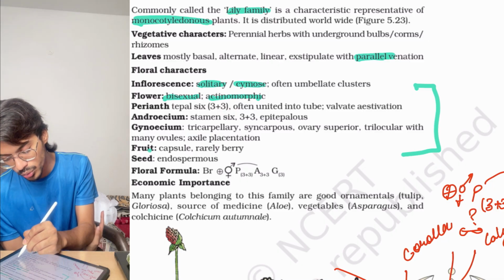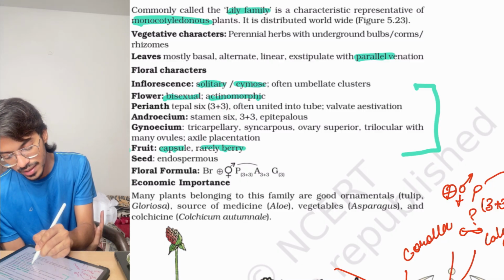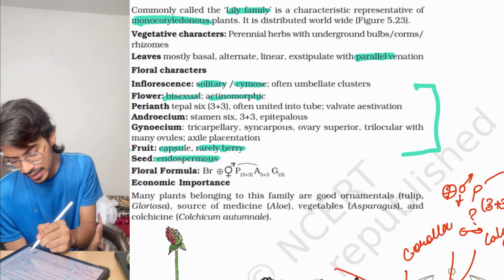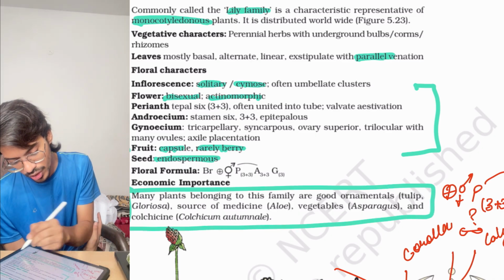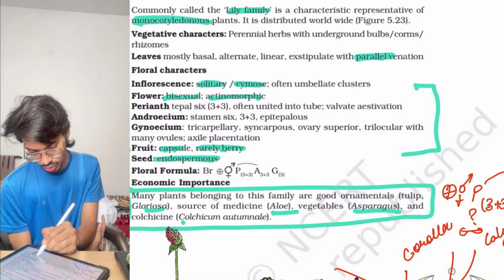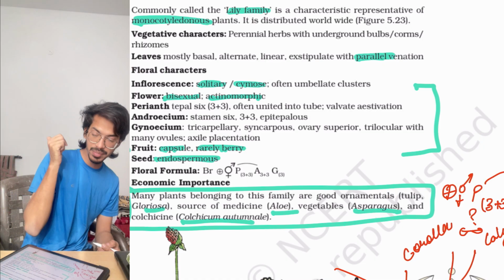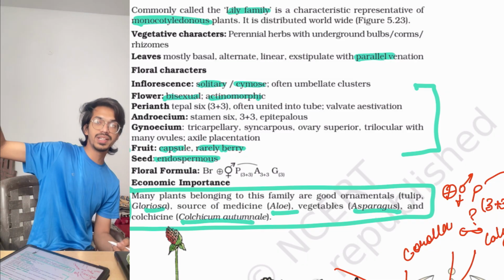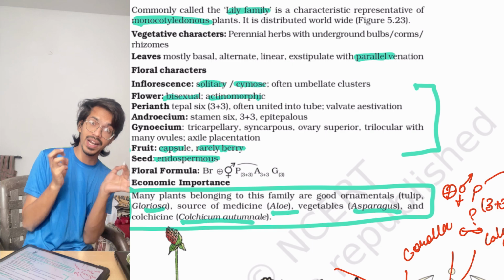Then you will be able to remember all those things. The problem would be the fruit. So fruit is capsular, rarely berry. Endospermic. Earlier also it was endospermic. Then the examples: tulip, gloriosa, aloe, asparagus, colocasia. Asparagus can be asked to you, colocasia can be asked to you, because these things are already somewhere else. So they can mix up and write that these things are there.